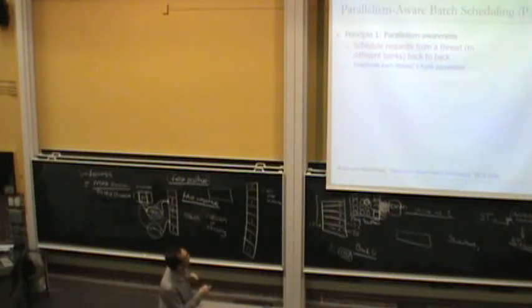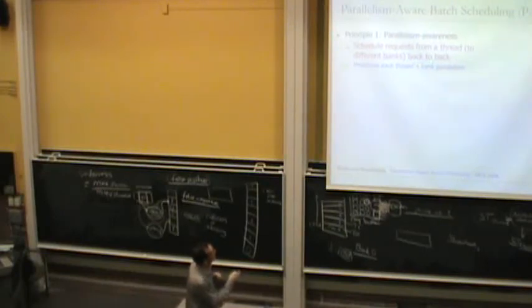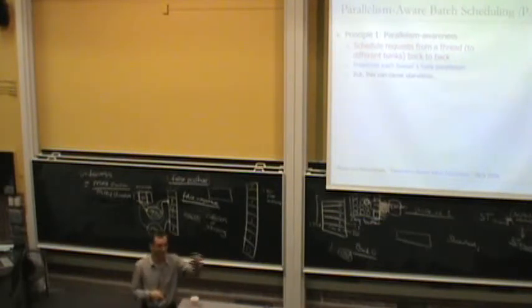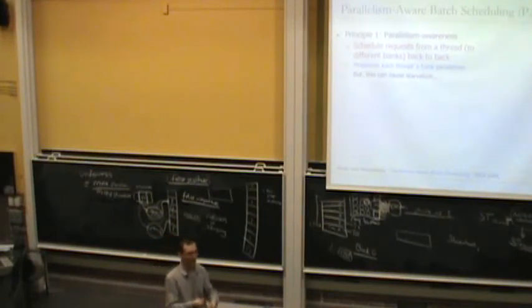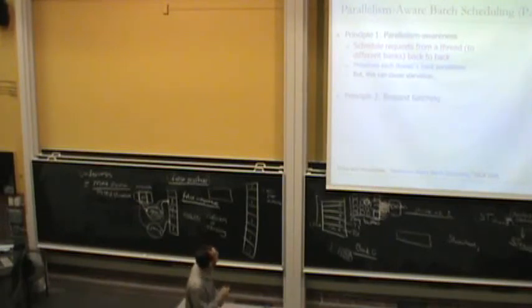How do we implement this? Basically, we want to be parallelism aware, meaning that we want to preserve the bank parallelism of each thread. So how do you do that? You'd like to schedule requests from a thread to different banks back to back. Right? If a thread has requests to different banks, you would like to send them back to back. This preserves each thread's bank parallelism. Now, of course, this can cause starvation, partly because of the reason that you talked about. If a thread has many requests, one after another, other threads don't get served. So, the second principle: you can batch the requests to ensure that starvation doesn't happen.